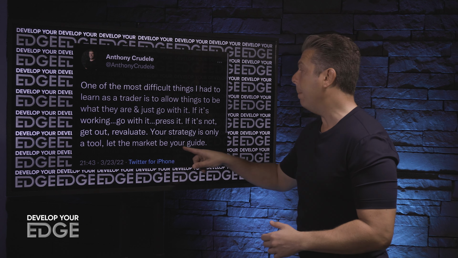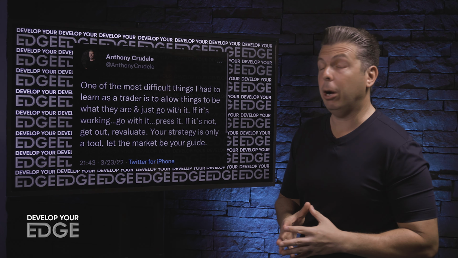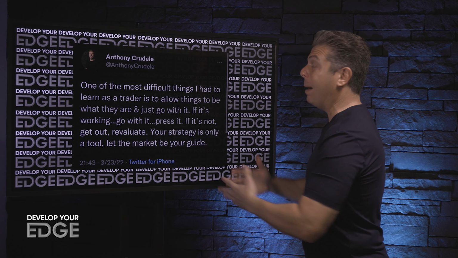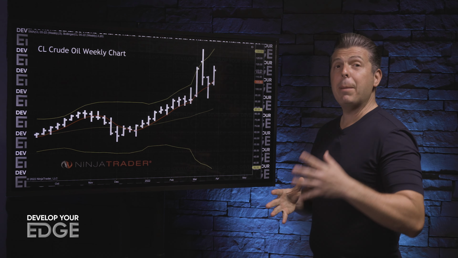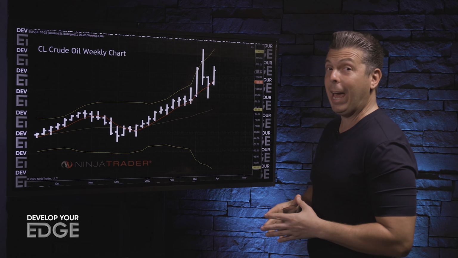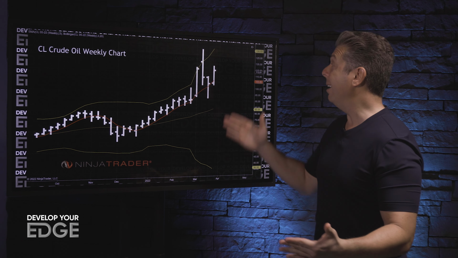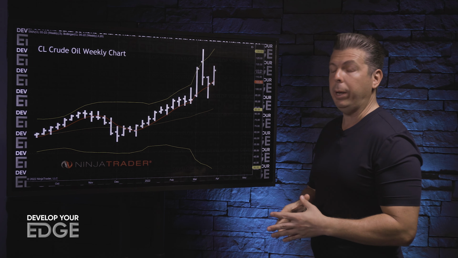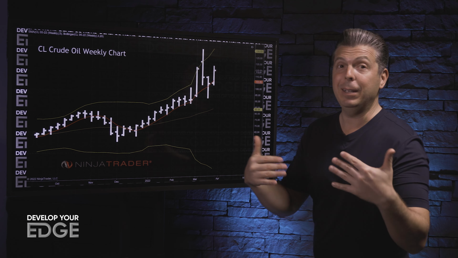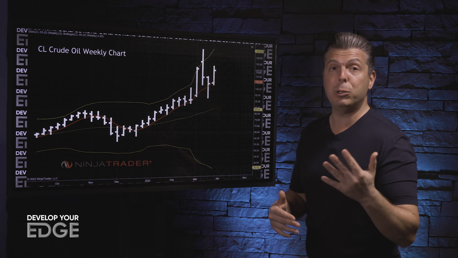Let the market be your guide. I actually want to take you back to that crude oil weekly chart to show you how I'm using this mindset to trade crude oil. Like I mentioned when I was going over the crude oil weekly chart, this 5-week simple moving average is a tool to keep me buying dips in crude oil until I see a weekly close below it. I'm going to keep pressing this trade. I'm going to press it and do it until it stops working.